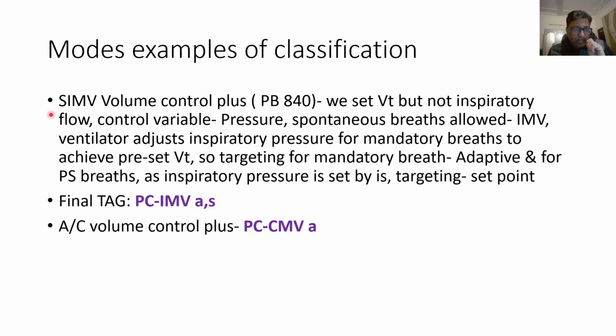If we eliminate SIMV and just use the VC plus, it will again remain pressure control. But because no intermittent IMV breaths and no spontaneous breaths are allowed, all the triggered breaths will also be identical to the default breaths. So all the triggered breaths will be mandatory breaths. This will be continuous mandatory ventilation, and the targeting will become adaptive. This is PC CMV adaptive.